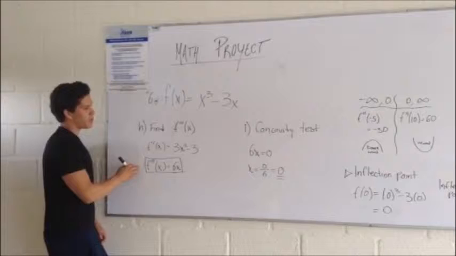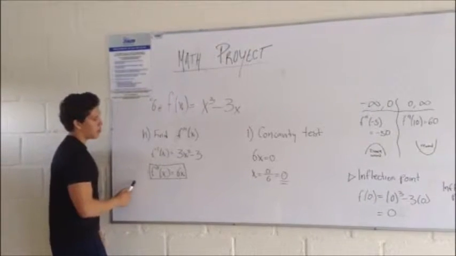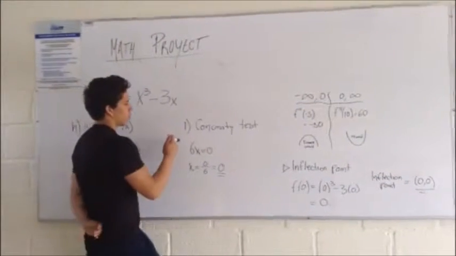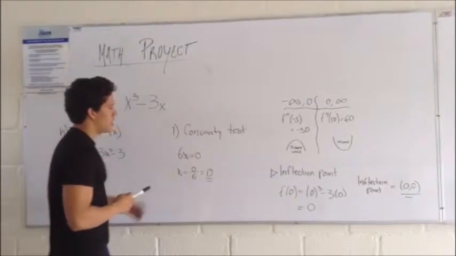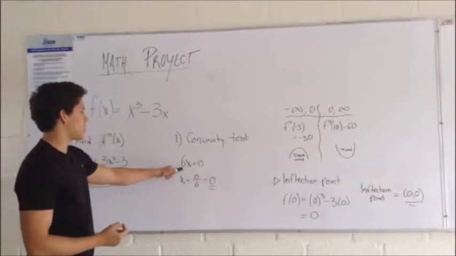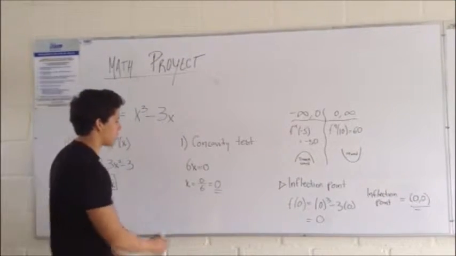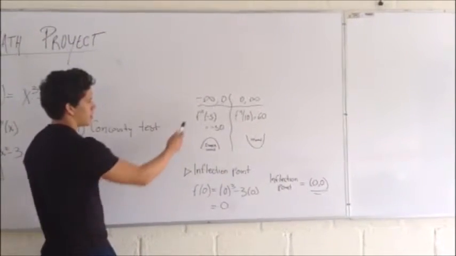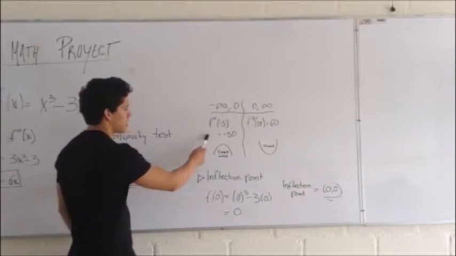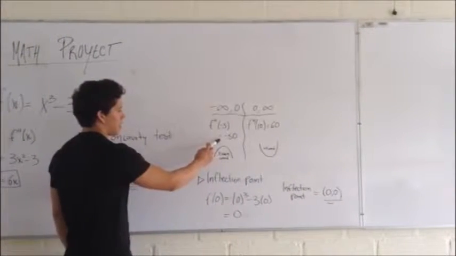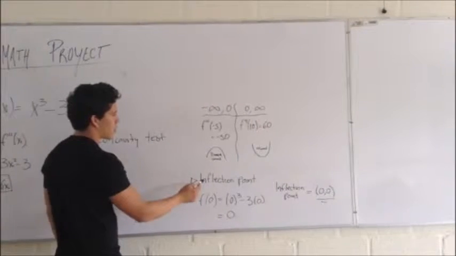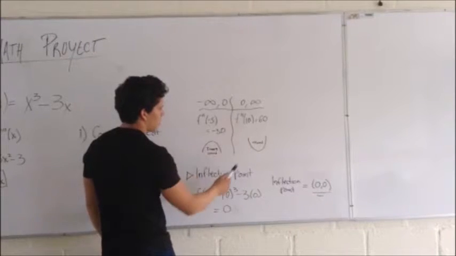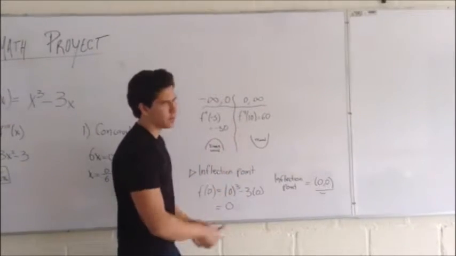Point H is to find the second derivative of f(x), and we get that the second derivative is 6x. Then in point I, we do the concavity test. The first step is equalizing the equation to 0, and we get a result of 0. Then we apply the concavity test, which is the same as we did on the first derivative test. First we get a negative result, so it's concave downward. The other sector of the graph is positive, so we get an upward direction.